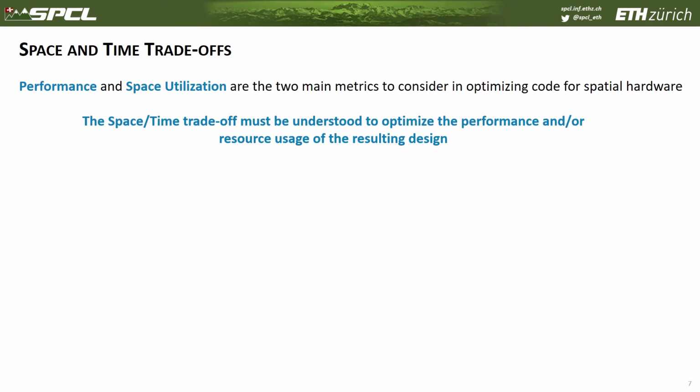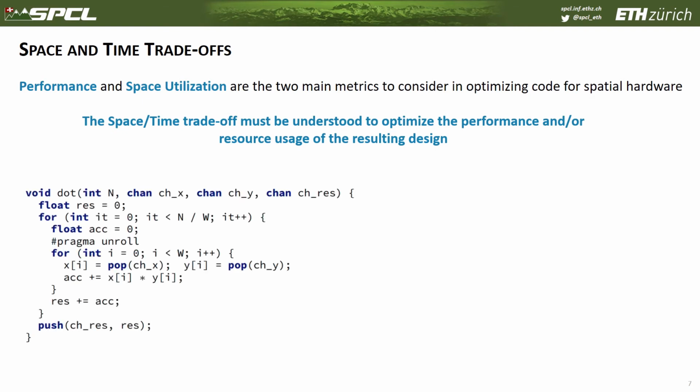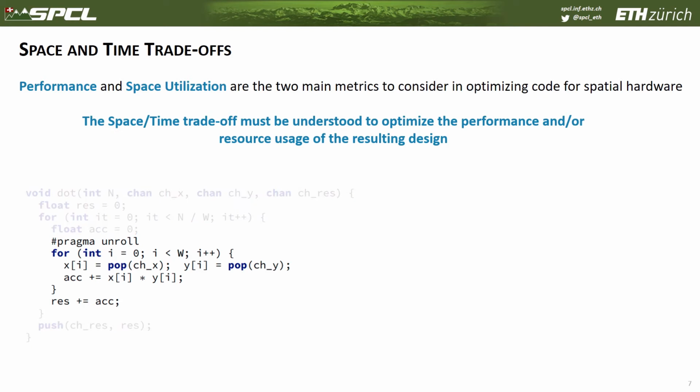Now in FBLAS, HLS modules implement hardware numerical routines by means of fully pipelined nested loops. So here I'm showing you the pseudocode of the dot module, where we receive the data from two channels, channel X and Y, and we produce the results on channel res. In the example, we can see that there is an innermost loop which performs the actual processing. And generally, this is an unrolled loop, and it's unrolled according to the vectorization width W. And this is synthesized as a circuit that implements the desired computation.